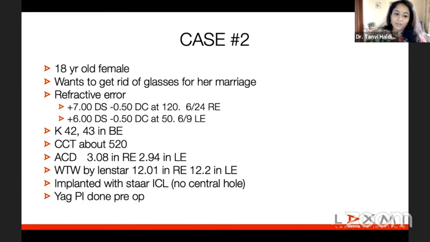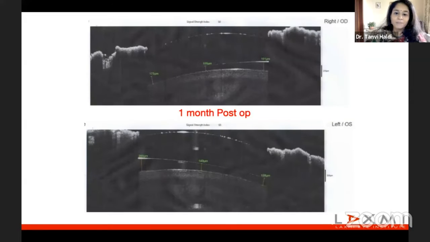Another case where we may not always go by the books is this. This was an 18-year-old female, low socioeconomic status, very keen to get rid of glasses for a marriage, wearing a thick +7/+6 hyperopic number. And luckily for her, her anterior chamber depth was good. And I even thought of putting a phakic lens. So we implanted her with a Star ICL. It did not have a central hole, so 2 YAG PIs were done preoperatively. And this is her vault status 1 month post-op.